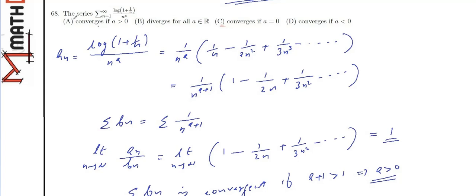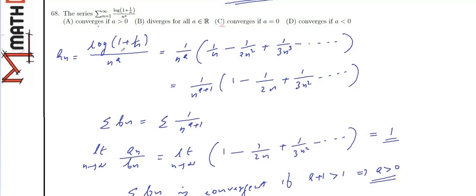All right, and in 67, we have the series of log of 1 plus 1 by n, whole to the power a. Okay, so the convergence of the series based on a. So for what values of a does the series converge? That's our question, right?